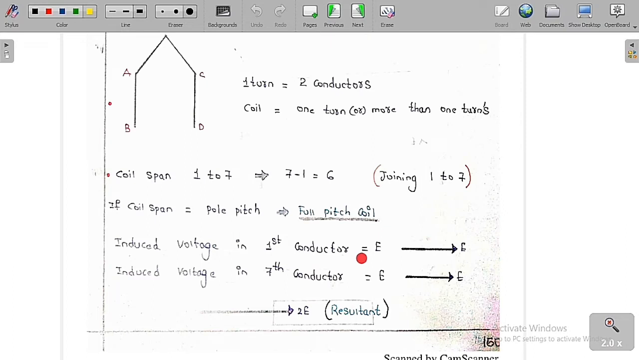The induced voltage in the first conductor, the one placed in slot 1, is E, and the induced voltage in the seventh conductor is also E, in the same direction. As these two conductors are connected in series, we add the voltages: E plus E is 2E. So this is the resultant voltage which is induced.